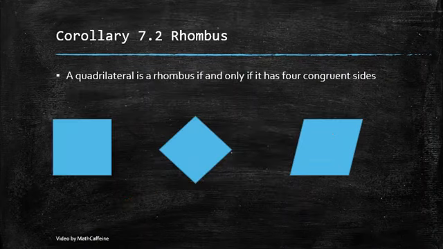We are now going to look at three corollaries that prove when a quadrilateral is a rhombus, rectangle, or square. The first one proves a rhombus. A quadrilateral is a rhombus if and only if it has four congruent sides. If we are given that all four sides of these three quadrilaterals are congruent, we can conclude that each of these are rhombi.